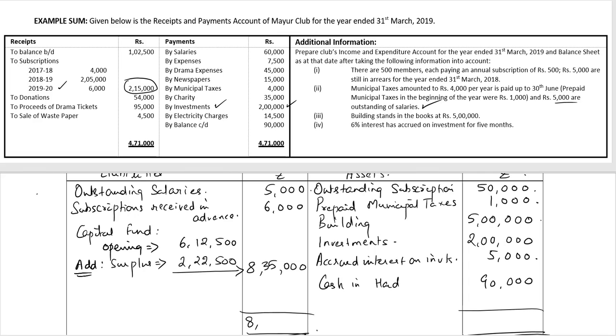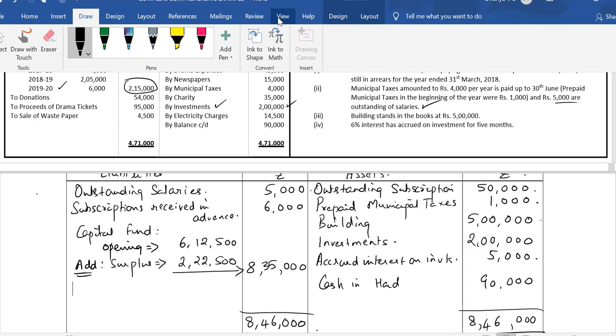The liability side totals to 8,46,000 rupees. The asset side also totals to 8,46,000 rupees. So the solution is done. We'll view the answer.